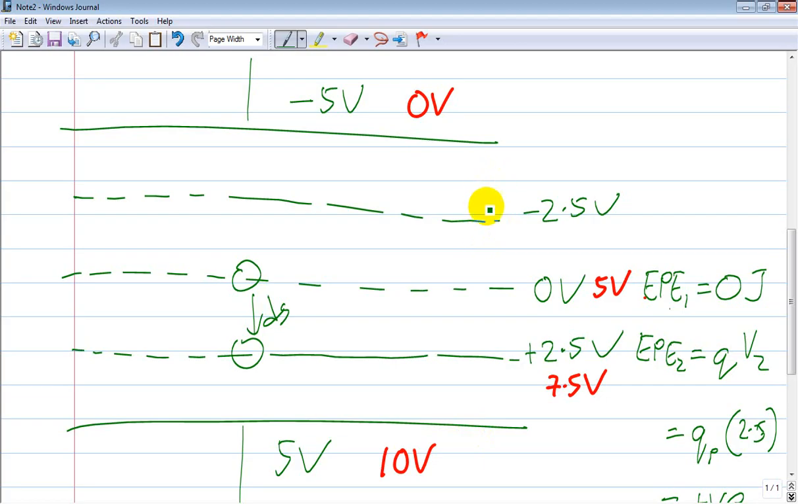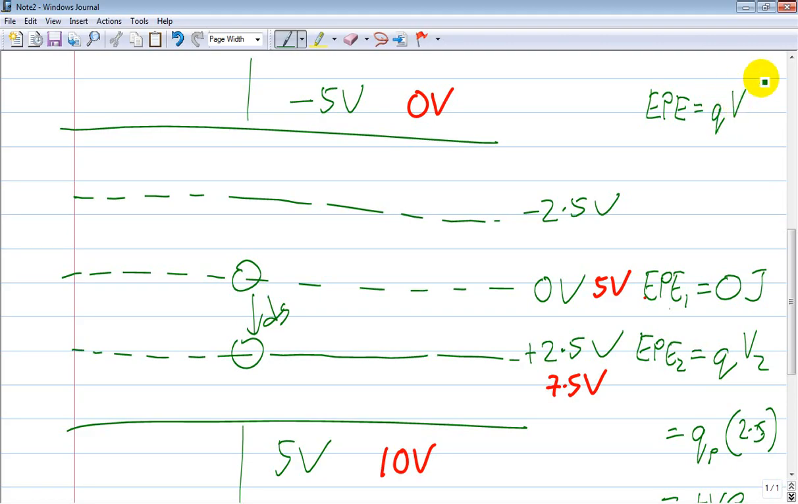And further, we can stretch the idea to make this minus 2.5. Alright, so let's check what happens to EPE. What's the EPE at this position? You should know how EPE is related to potential. EPE equals charge times potential.